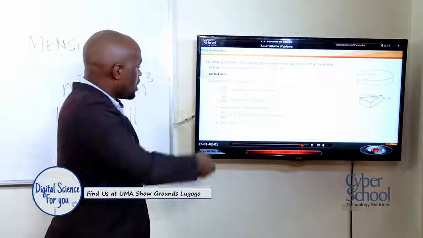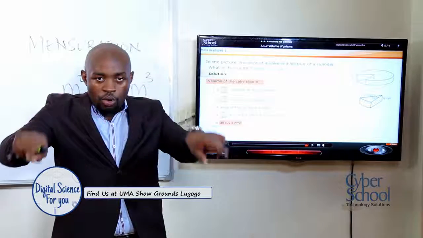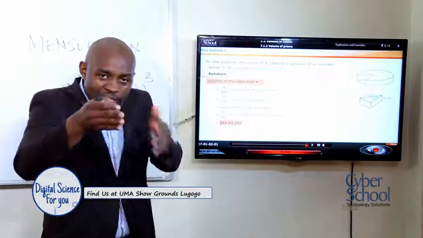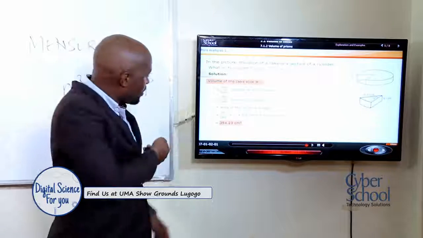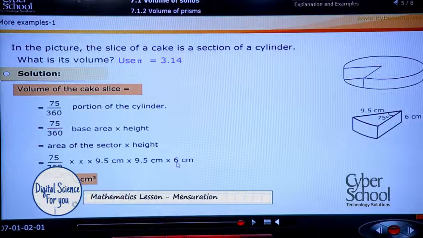9.5 times h. So 75 degrees of 360. 360 is the whole circle forming our cylinder. But we are cutting off just a slice, 75 degrees. So the 75 of 360 is a fraction of the entire cylinder. That gives us the volume of the cylinder.